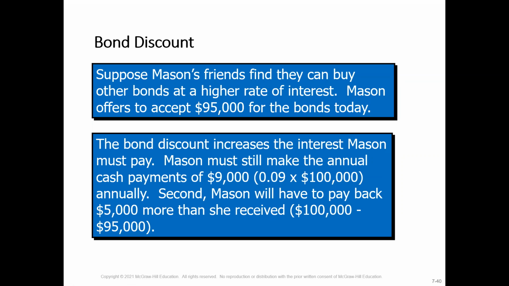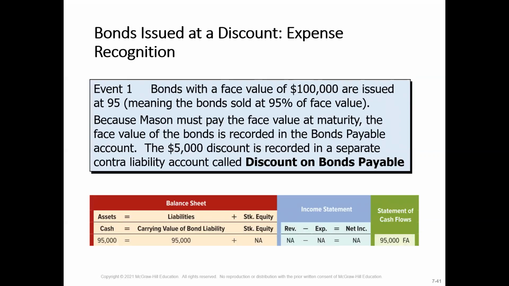So the bondholders will get the same interest that they would if they bought the bonds at full face value, but they get an additional amount at the end of the term of the bonds, because instead of receiving $95,000 to settle the bonds, they receive $100,000. So instead of $45,000 of interest over the life of those bonds, it's $50,000. So she receives $95,000 in cash.